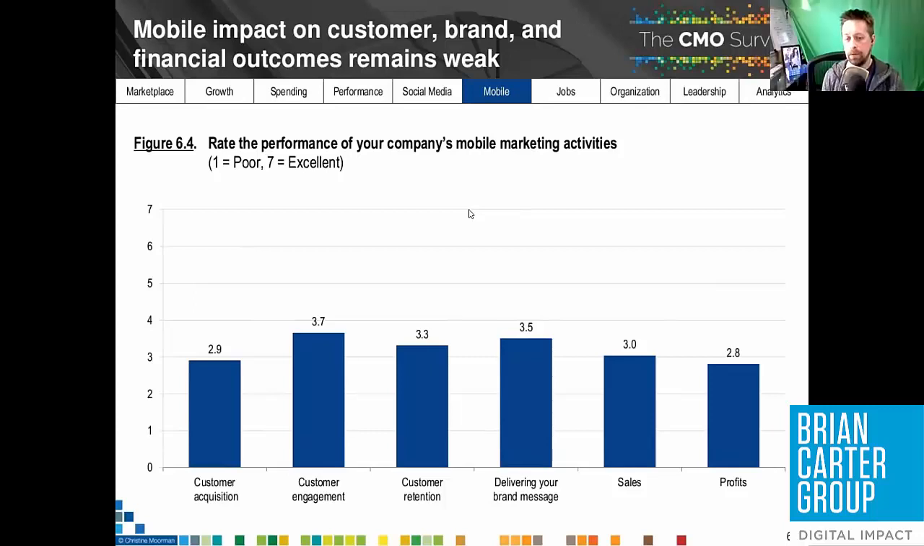The worst is customer acquisition and profits, and customer acquisition, again, is the biggest goal of all the marketers in this survey. We talk about how important social is, but mobile is the number one way of reaching people, and customer acquisition is worst. So that's a big area of pain, it would seem like. Right, a big area of disconnect, because the people are there.